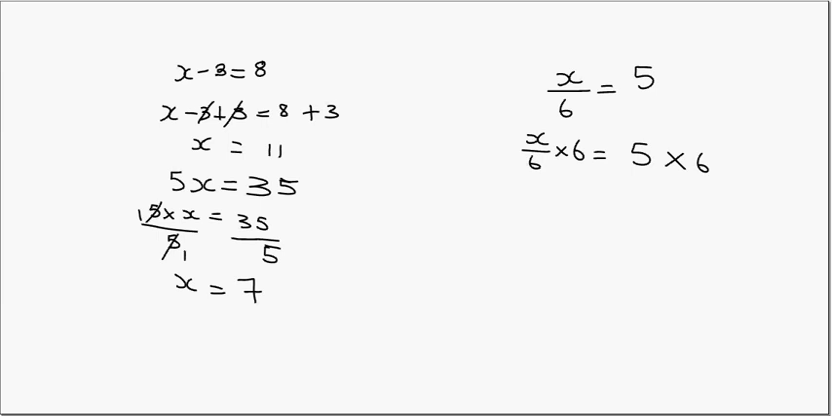Because whatever we do on this side, we have to repeat it here to balance it back all the time. So this 6 in a 6, 1, 6 in a 6, 1. You get x by 1, which is x over 1. So we get x on top is equal to 5 by 6, which is 30. So x equal to 30. And there's another way to do it, which a lot of people default to.